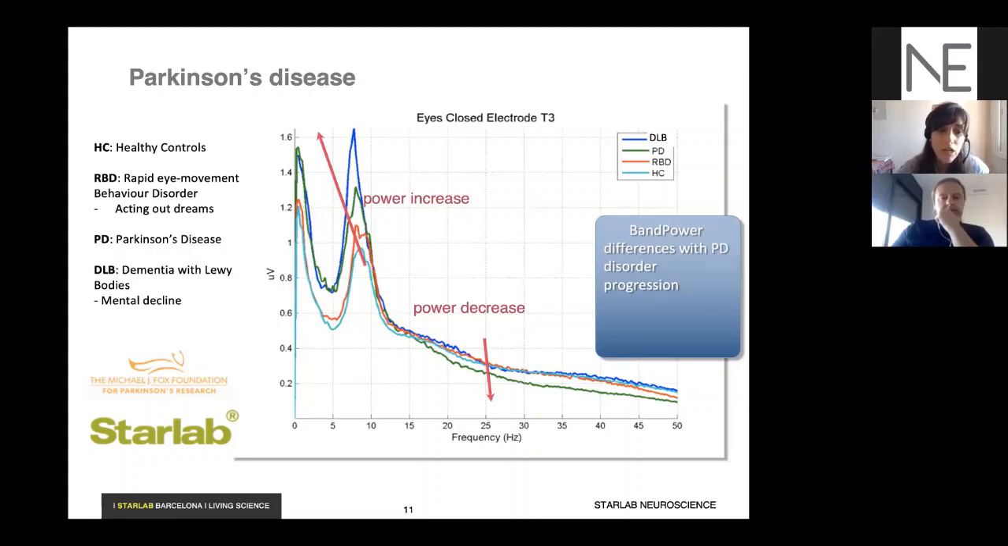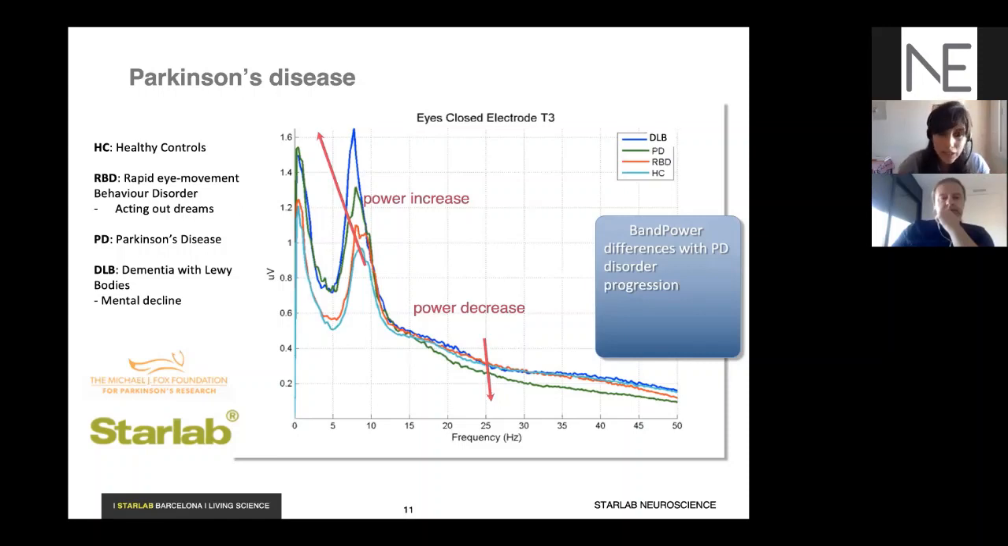And then we have the rapid eye movement behavior disorder, which is a disorder that has to do with inability of inhibiting the sensory outputs during sleep. That means that these patients are actually acting out their dreams, which can be dangerous to themselves, and they can be dangerous to the people who they are sleeping with.